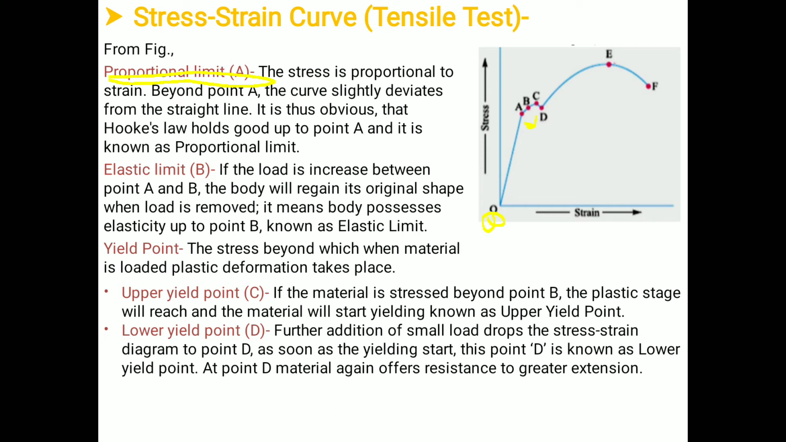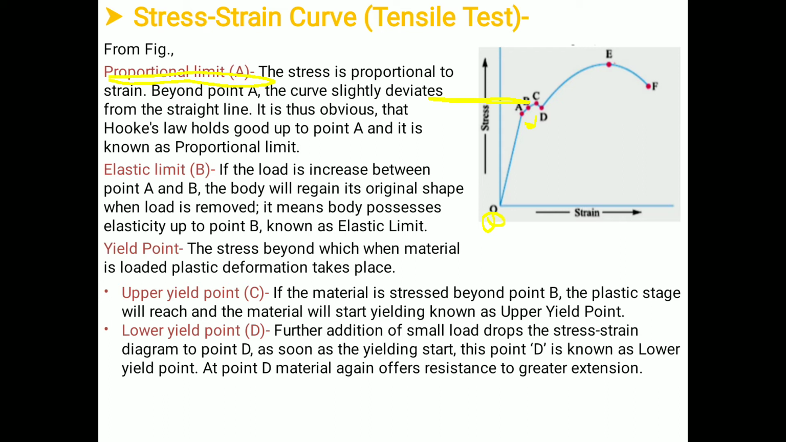Now we will concentrate on point B. Point B is known as the elastic limit. Now what is the elastic limit? Remember, it is the value of stress corresponding to point B up to which the material behaves in an elastic manner. Material behaves in an elastic manner, it means that if I remove the load, then the material regains its original shape and size. If I increase the load beyond point B, we will get the point of yield.